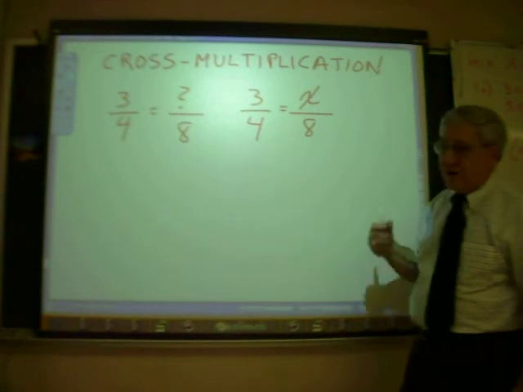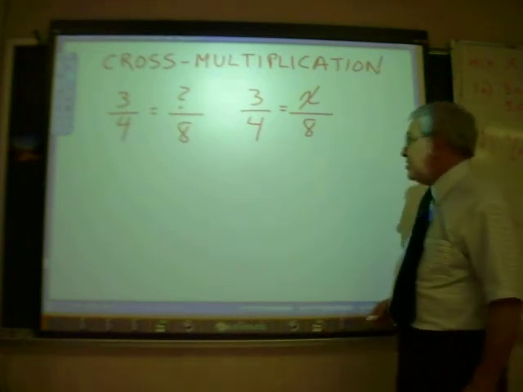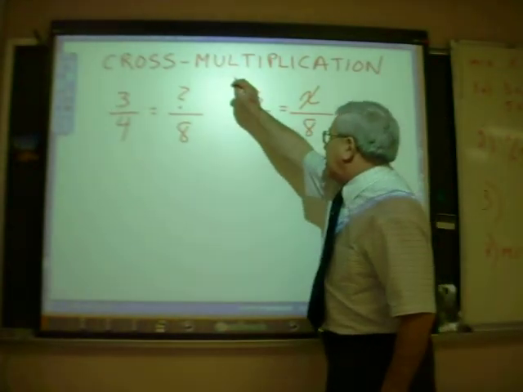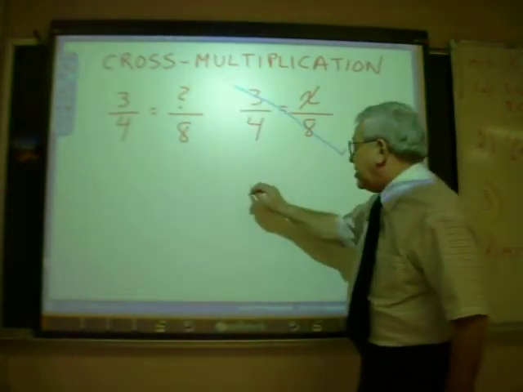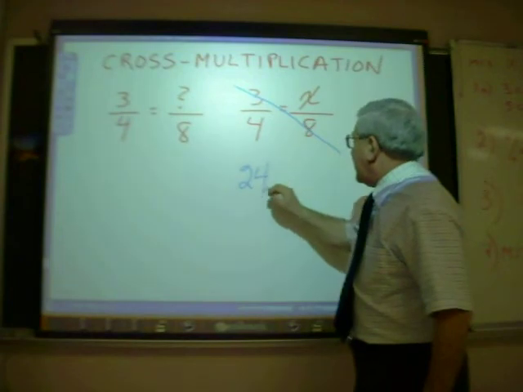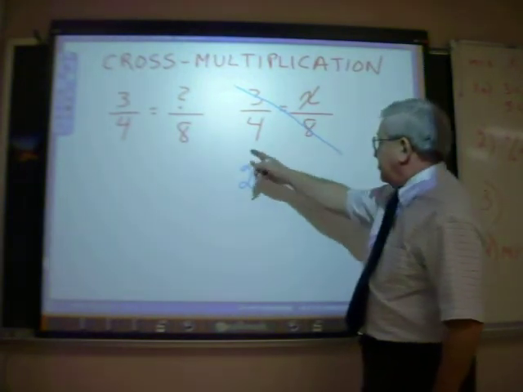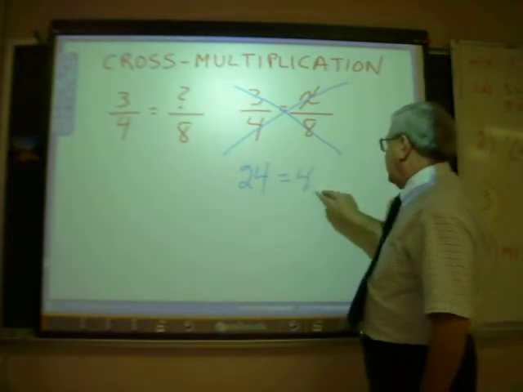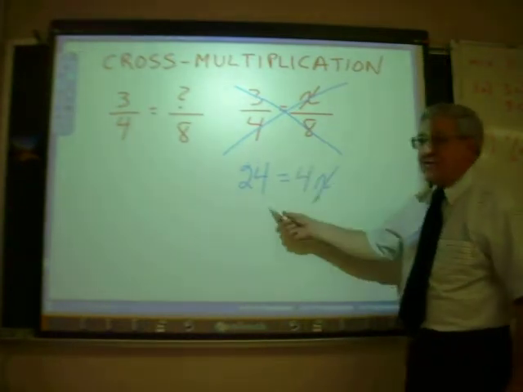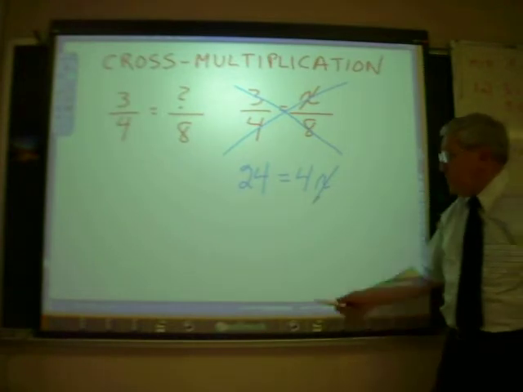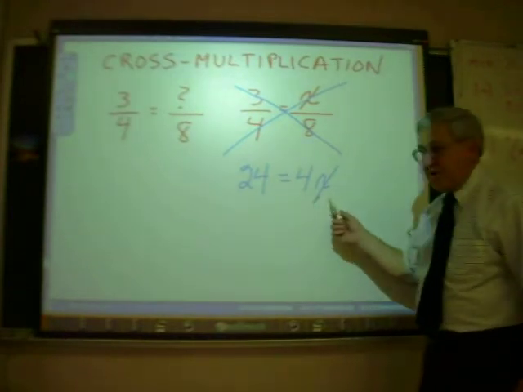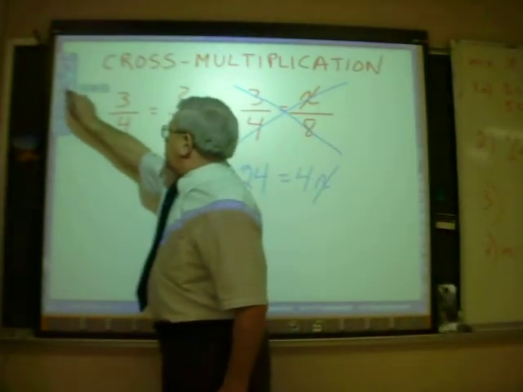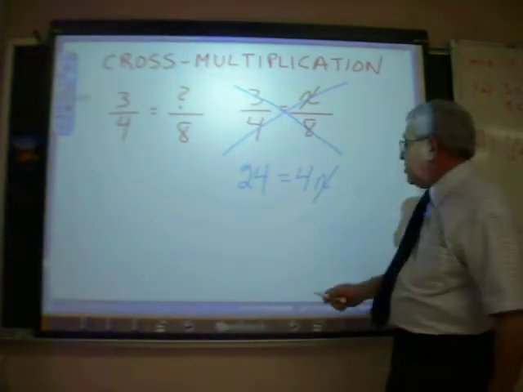The cross multiplication method goes like this. We start in the upper left-hand corner and go down to the lower right. We go 3 times 8 equals, well, the other two multiplied together, 4 times X. Now, here we have a simple one-step equation to solve. 24 equals 4 times what number? To solve that equation, we divide each side of the equation by 4.